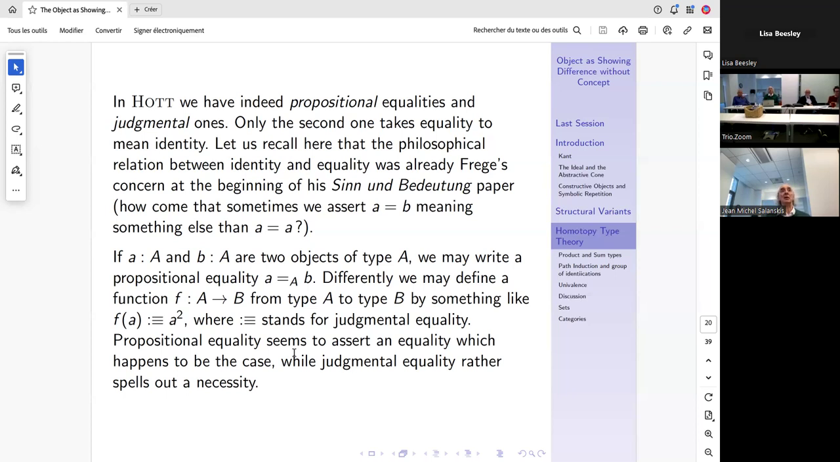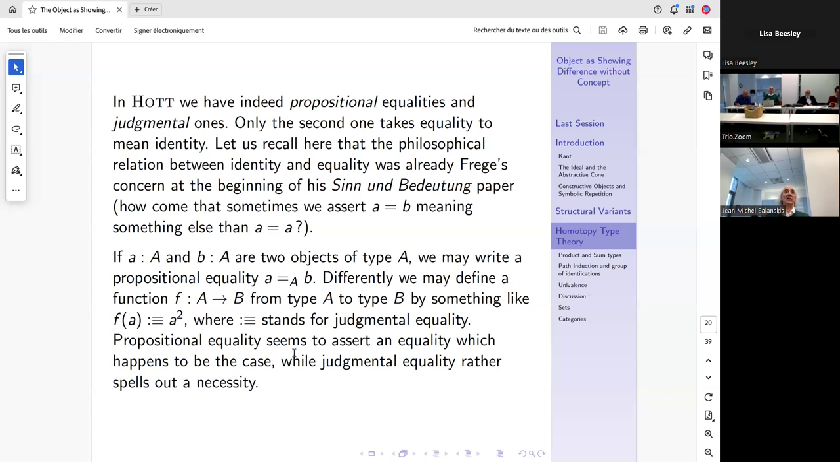So if a is an object of type A and b is another object of type A, we may write a propositional equality, which is a equals b in the type A.